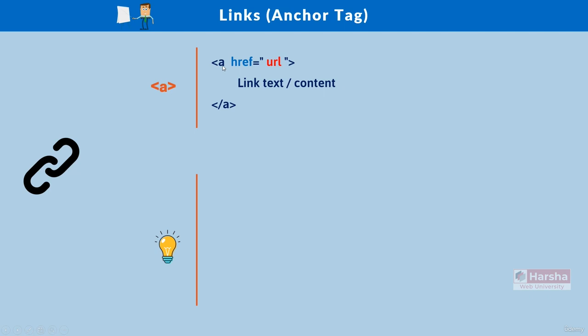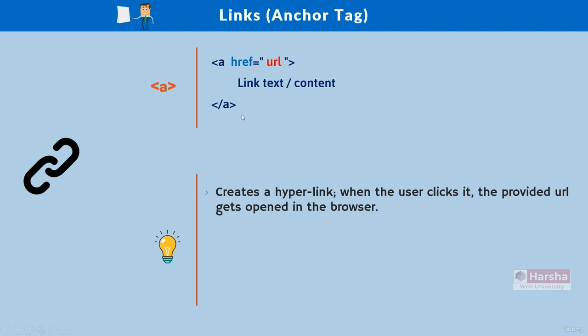The actual tag is A for anchor, and it has a mandatory attribute called href, which stands for hyperlink reference. In this attribute, you need to specify the URL, that means the target address to which you want to go when the user clicks on the particular link text. For example, the link text is click here and the URL is www.google.com. So if the user clicks on this link text, that is click here, the user navigates to www.google.com.